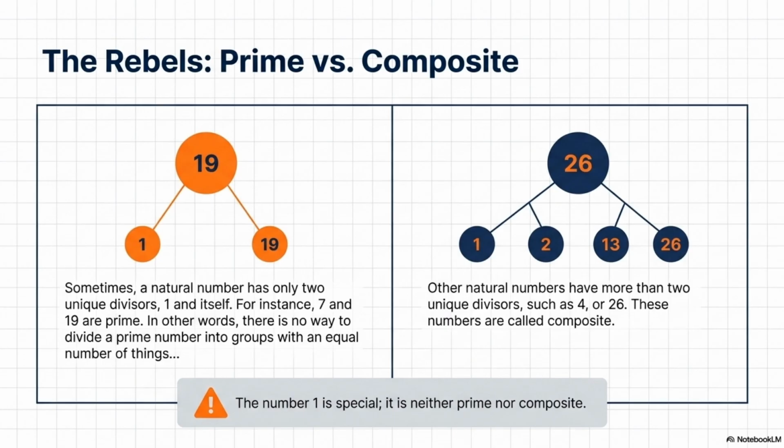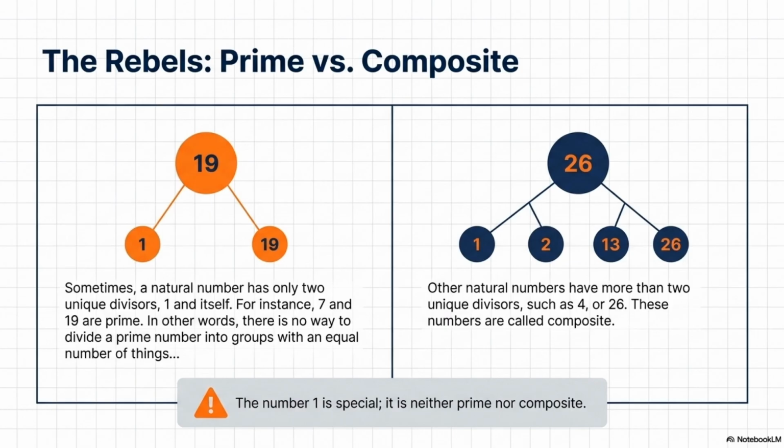Same with 19. But if a number has more than 2 unique divisors, like 4, which is divisible by 1, 2, and 4, or 26, it is called a composite number. Because it's composed of other smaller integers. Precisely. And we should note the special rule here, which is that the number 1 is neither prime nor composite. It's its own unique thing.